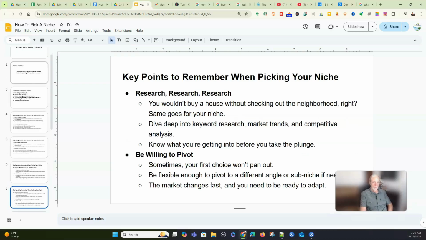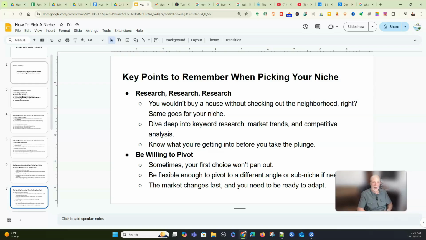So a couple key points before we get into this is that you want to research some more, but there is a sweet spot there also. So don't let that paralyze you. Do the necessary research, go through the steps that I'm going to show you here today, and make your decision based on that. It's kind of like you wouldn't buy a house without checking the neighborhood. And same goes for your niche, because you're going to spend a lot of time there.